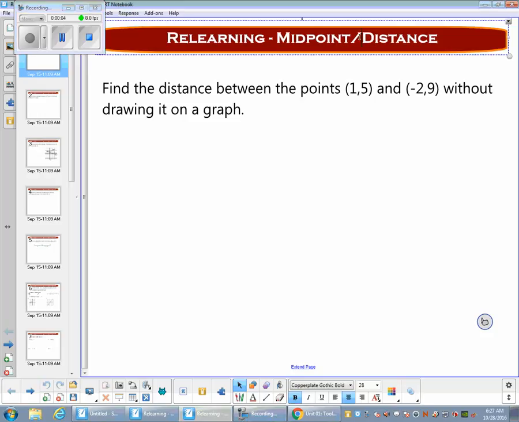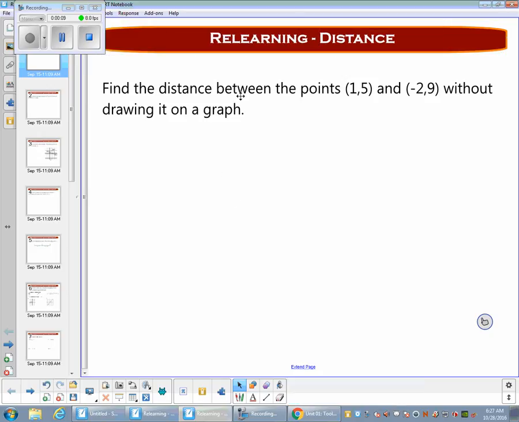Today we're going to look at relearning distance. So the first thing we want to do is basic distance, where we have 2 points.